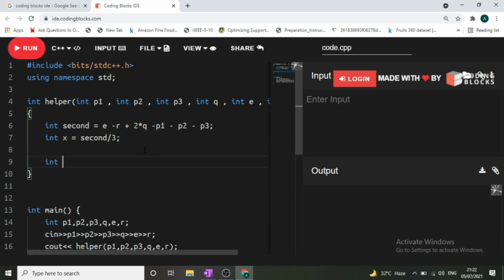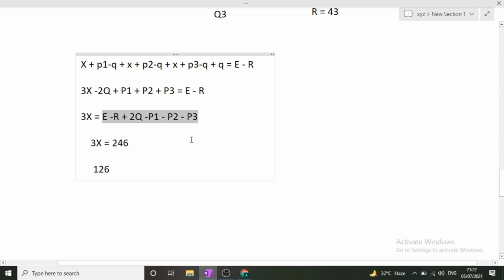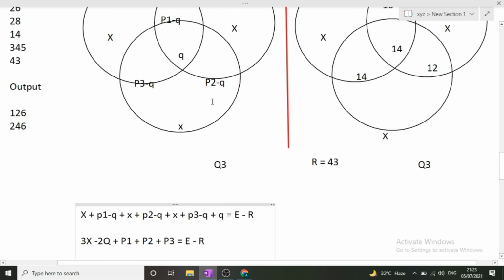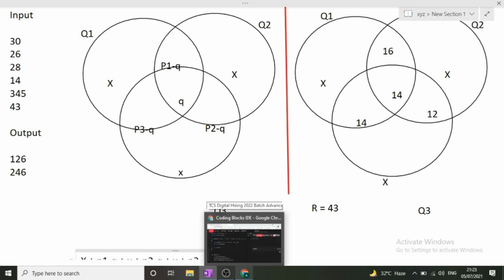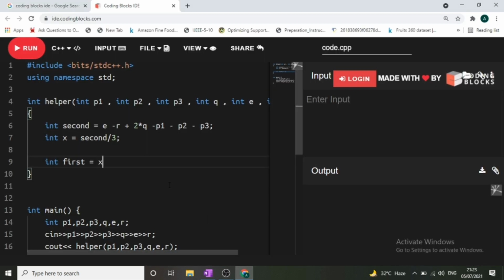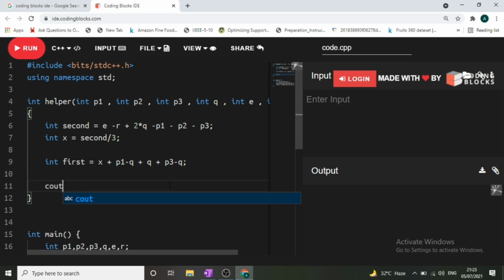Now we'll find the value of the first answer. What was the equation? Do you remember? Let's just sum this up: x plus p1 minus q plus q plus p3 minus q. And in the end, we will first print out the value of first answer with cout, then we'll print out the value of the second answer, that is cout second.